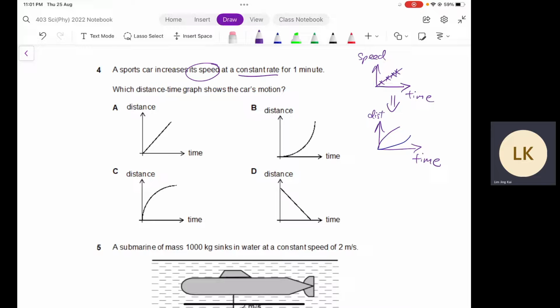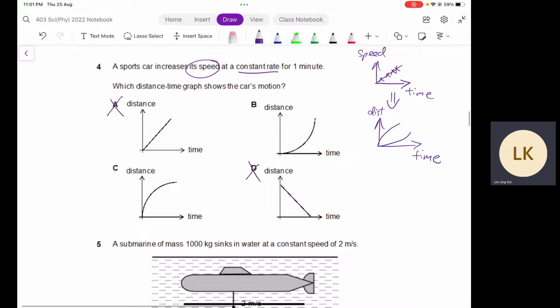For A, it's a straight line graph. If I calculate the gradient, this is a constant gradient, which will not give us our answer. For D, it will be a similar situation. For B and C, let's check carefully. For B, you can see that the gradient actually increases over time. But for C, the gradient actually decreases over time. So therefore, in this case, B is our best answer.